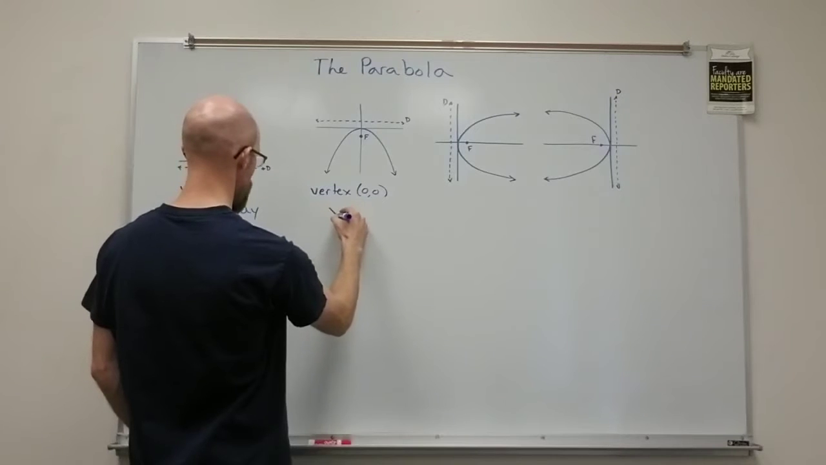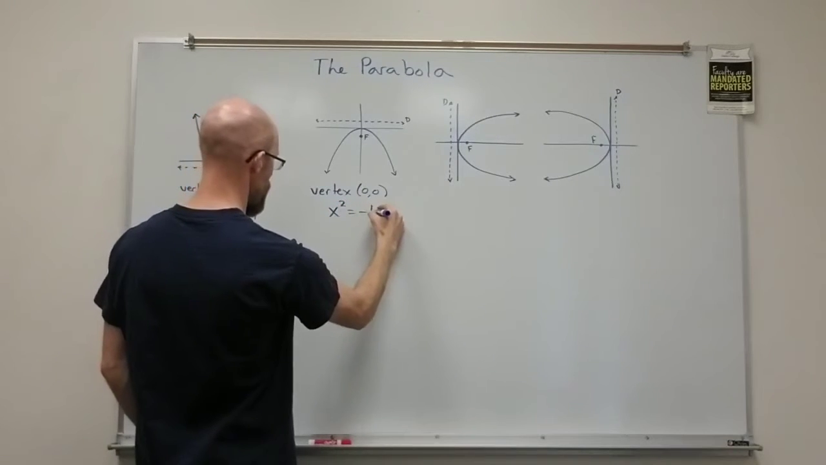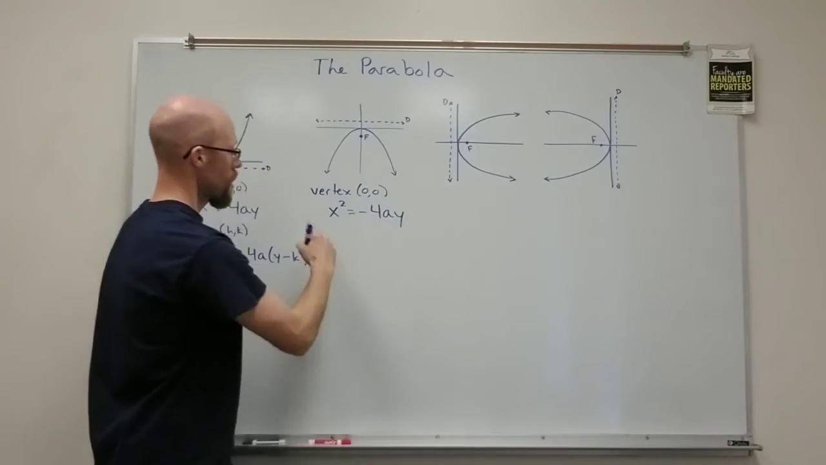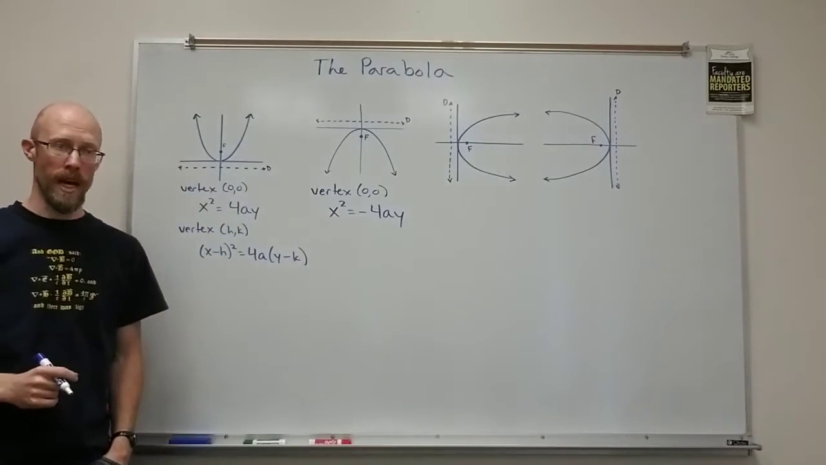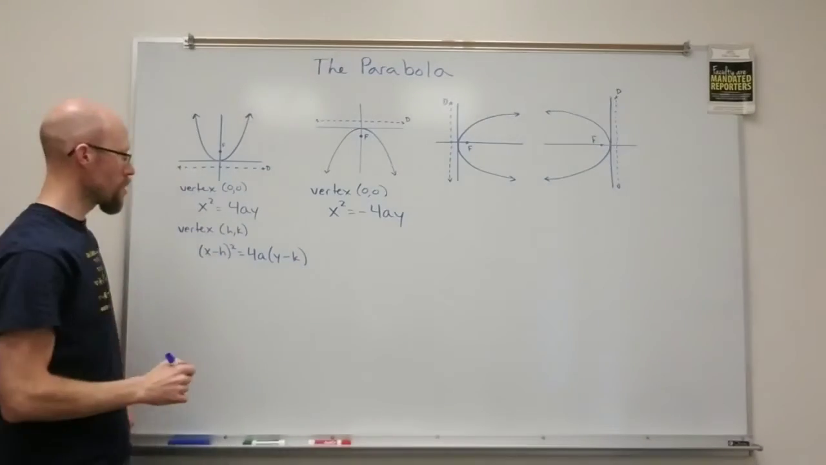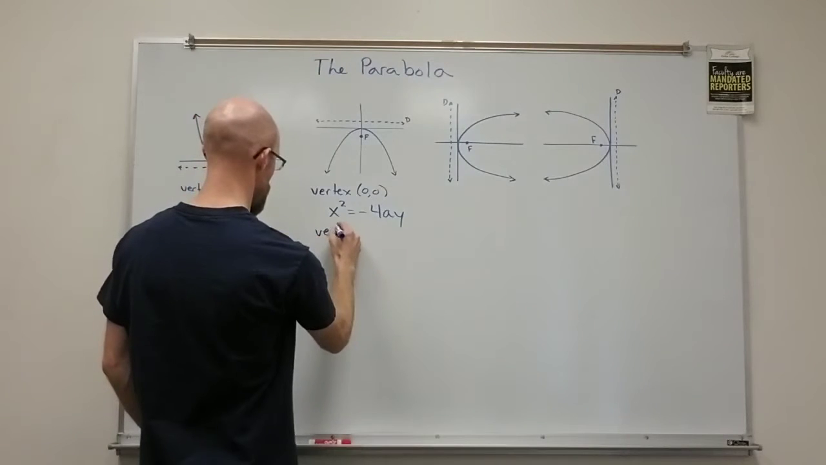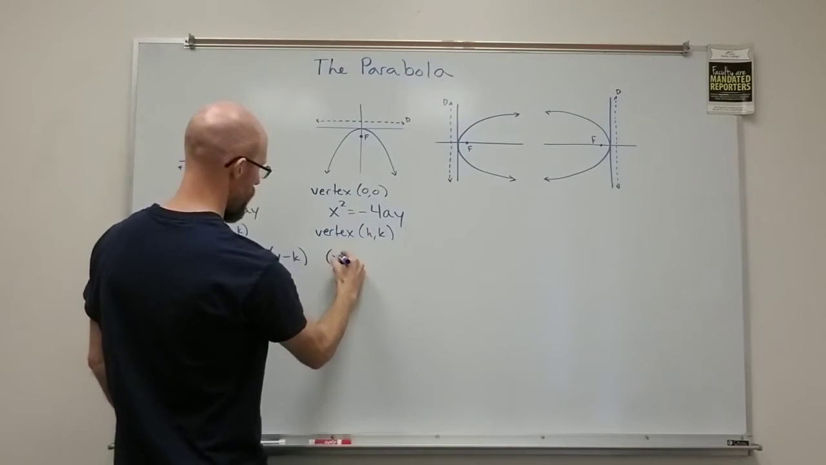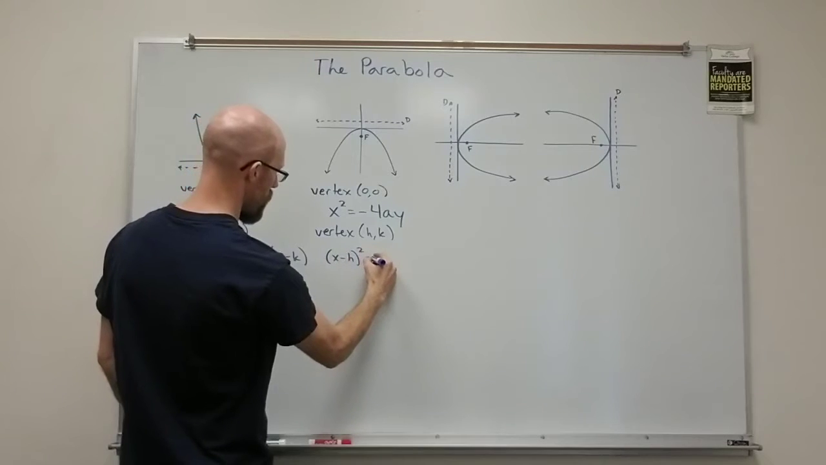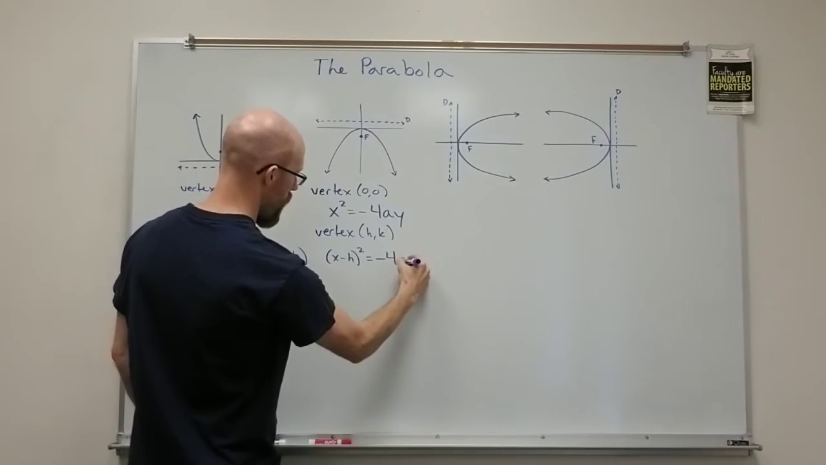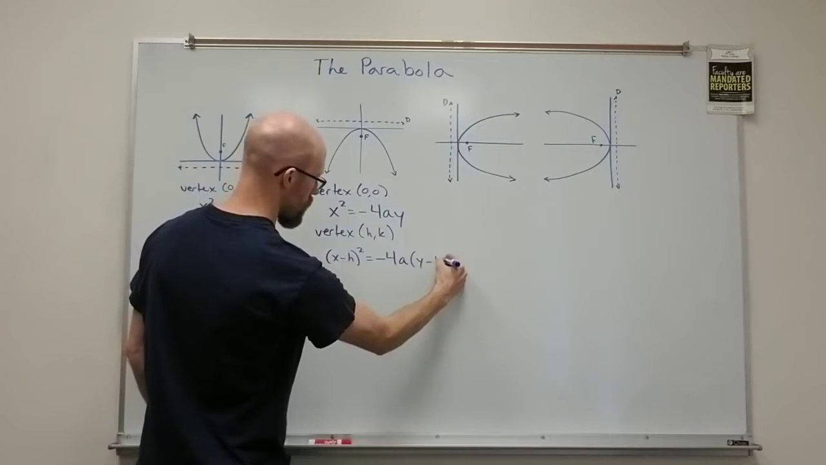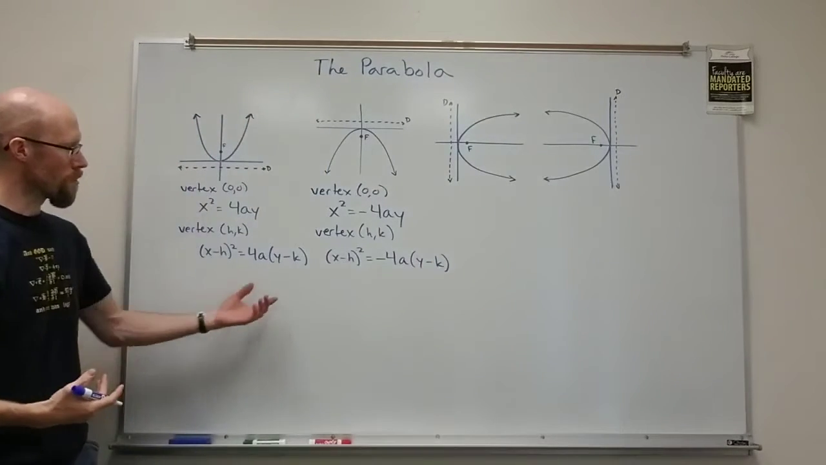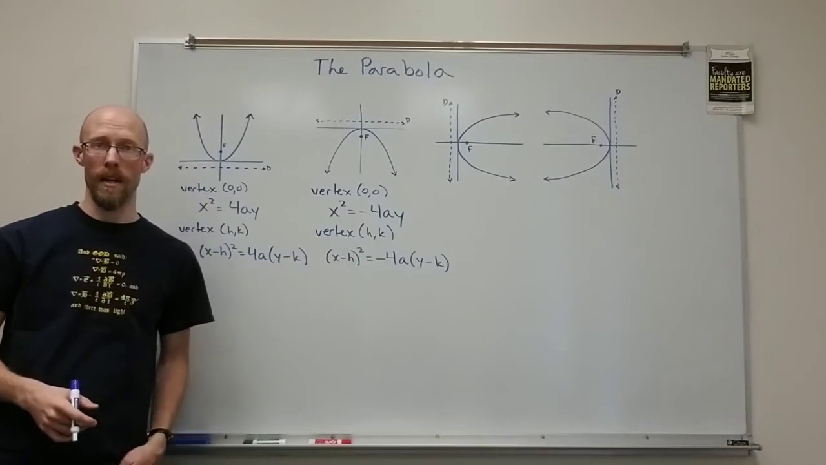So you would have x squared equals -4ay. That would give you the parabola opening downward. And with the same shifting going on, if the vertex is at h comma k, then you would just have x minus h squared equals -4a times y minus k. So again, very similar, just with a negative on that side.